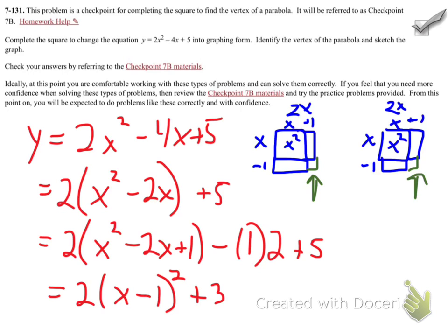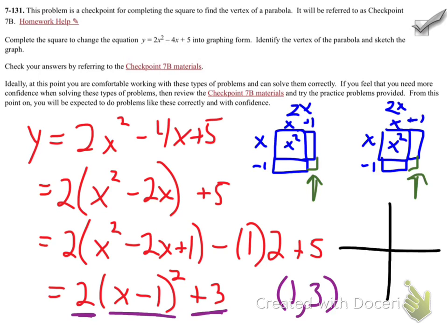I now have it written in graphing form. My vertex is going to be positive 1, positive 3. It has a stretch factor of 2. So if I want to make a quick sketch of that, it would have a vertex at 1, 3 and have a stretch factor of 2. And there's my graph. Hope it helped.